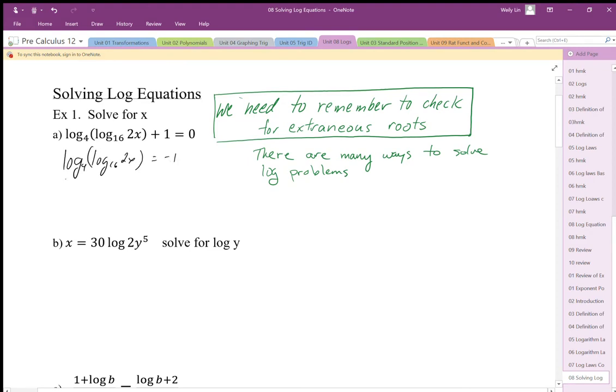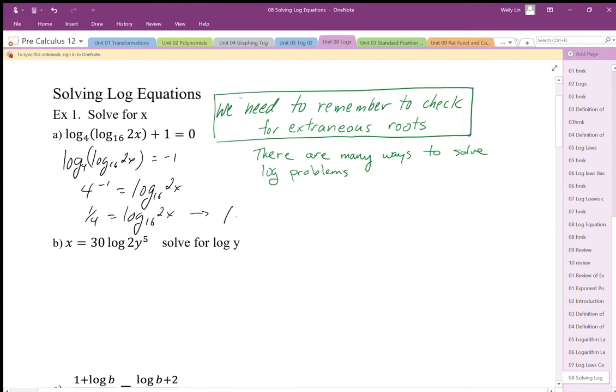Now I need to undo the log. Well, I can undo log with an exponent. So I'm going to convert this log into exponential form. So I end up with 4 to the power -1 equals log base 16 of 2x. Again, I can undo this log with another exponent. So this is equal to 1/4. So that's my power, and I'm going to use that power to undo this log.